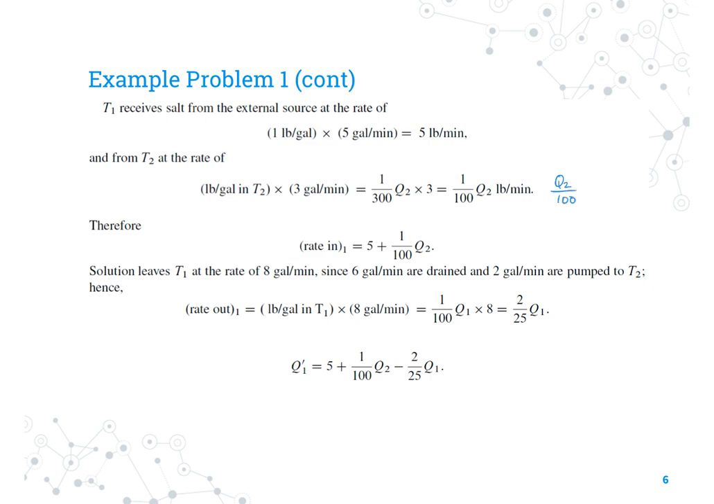That means that our composite rate in for T1 would be the 5 from the external source plus the Q2 over 100 from tank 2.